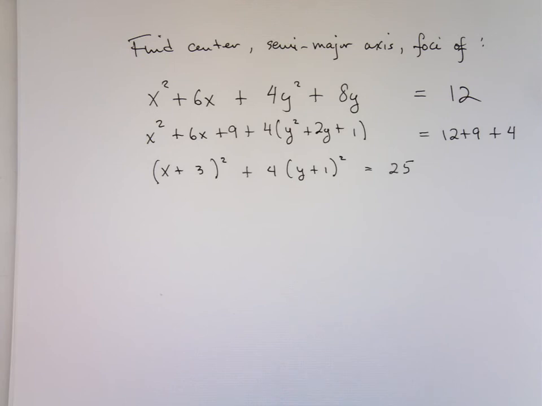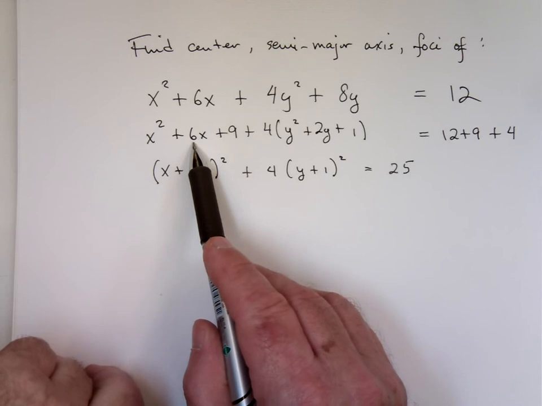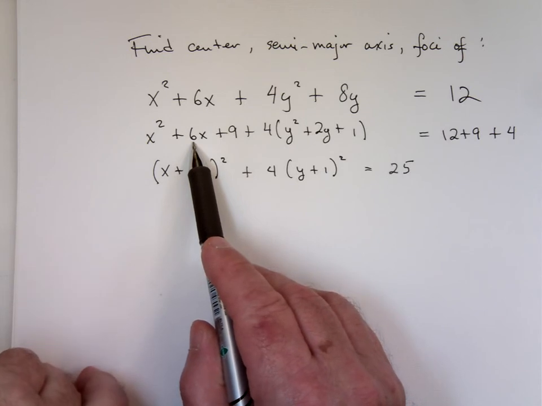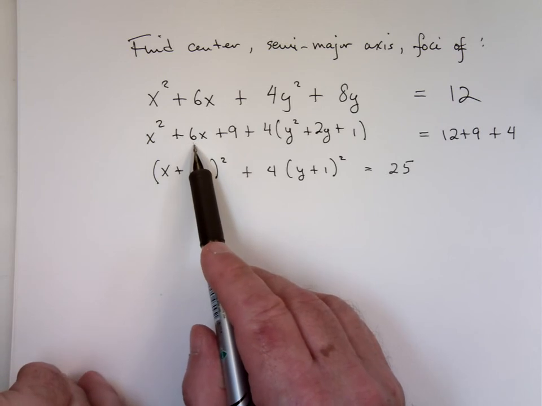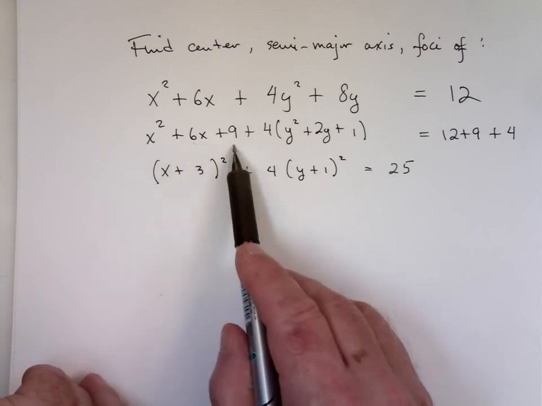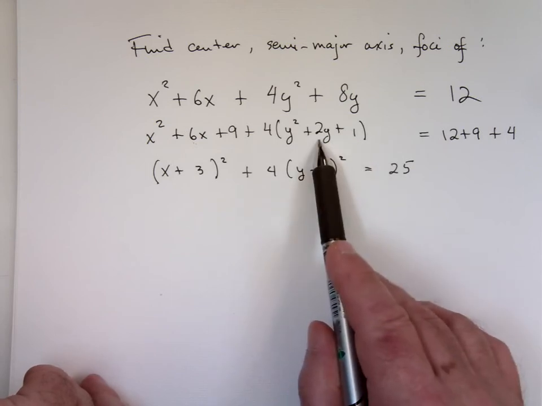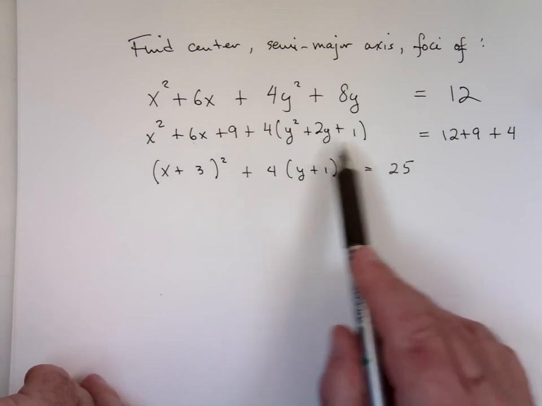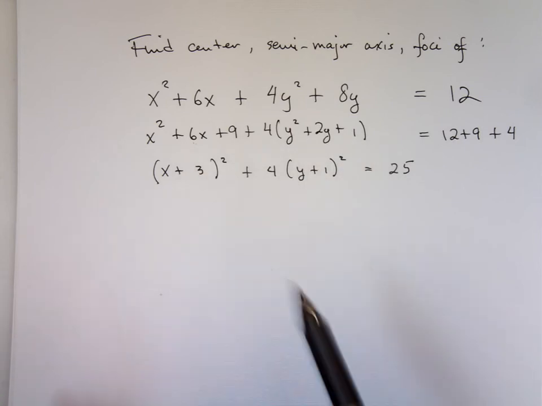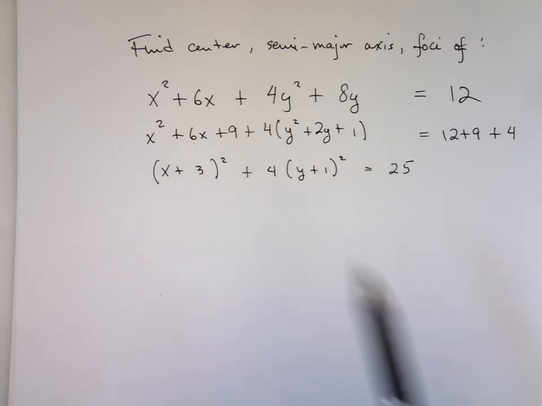Yes? The 9 comes from taking half of the 6, 3, and squaring it. That's how you complete the square. Half the coefficient of the x term squared. Where the 1 comes from is half the coefficient of the y term would be 1, squared is 1. Okay? That makes it a perfect square. We don't want the 25 there. That has to be a 1. We're going to divide both sides by 25.